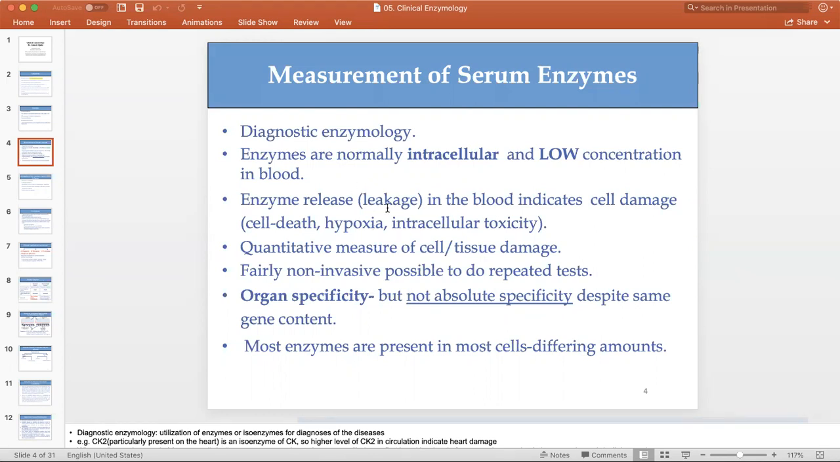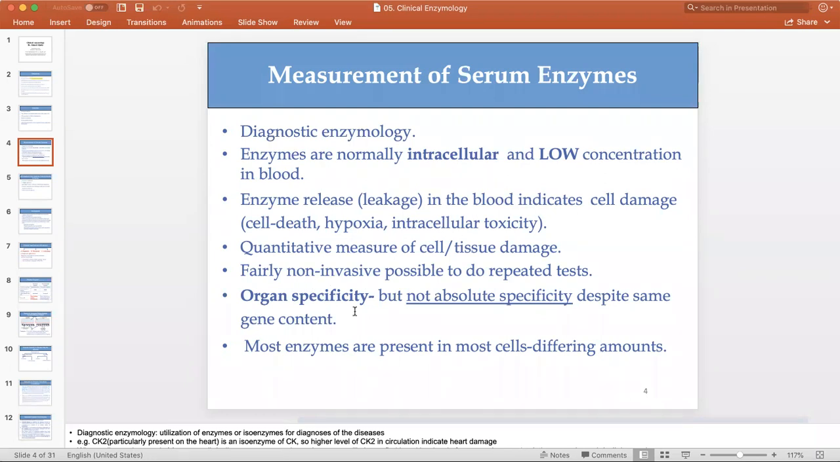Enzyme release or leakage in the blood indicates cell damage. We know the enzymes are present inside the cells, and if there is damage to the cell membrane or the cells in general, then they leak into the circulation and are detected from our blood test.